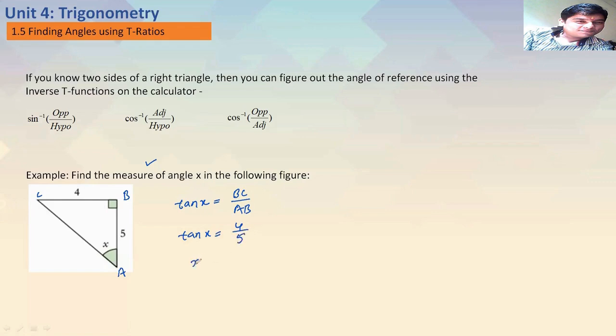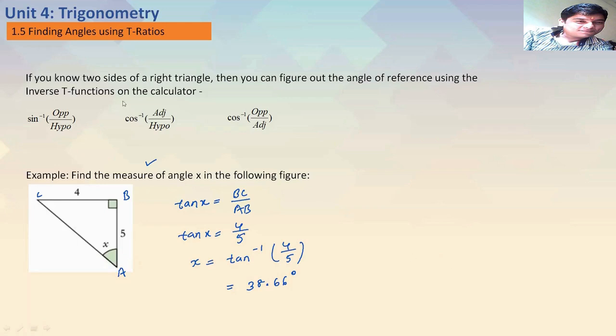If you want to find out x, what are you going to write? In the calculator I wrote tan inverse, brackets, 4 divided by 5. Very good. What is the final answer? It's 38.66 degrees. It's an angle, so it has to be in degrees. Fantastic.